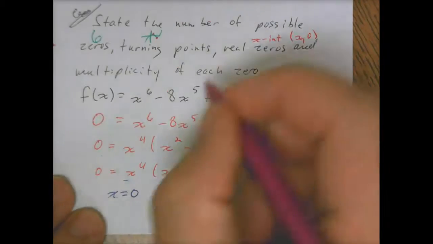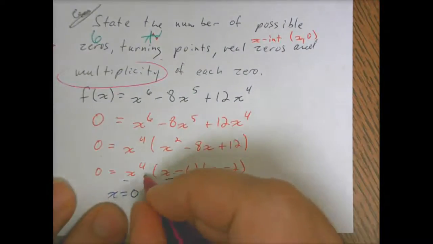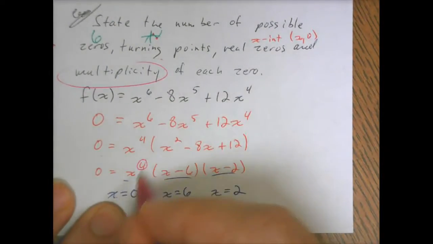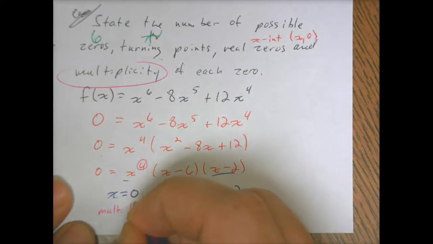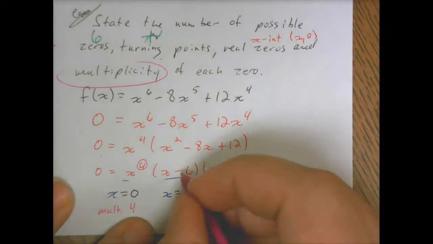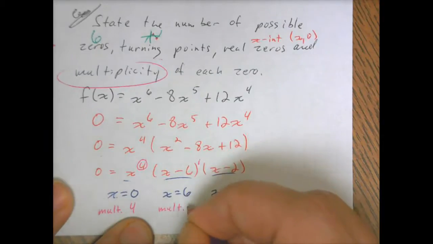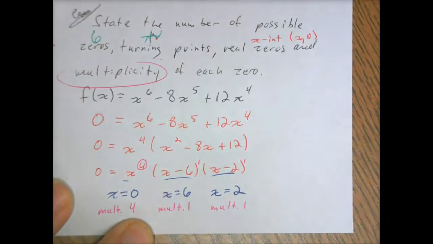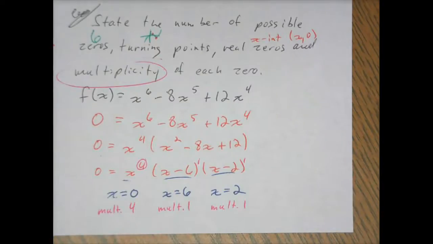Now, talking about multiplicity, it is just the exponent of where you got your zero from. Like this x to the 4th, I got 0 from that, so this would have a multiplicity of 4. This x minus 6 is to the 1st power, so this would have a multiplicity of 1. This x minus 2 would also have a multiplicity of 1. What that tells us is we can now graph our picture pretty much exactly how it's going to look without even having a graphing calculator.